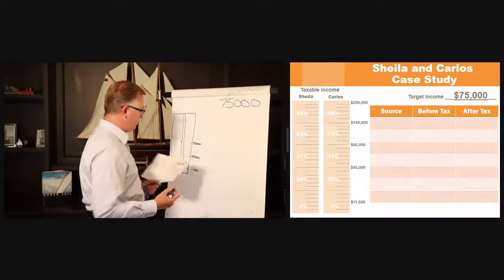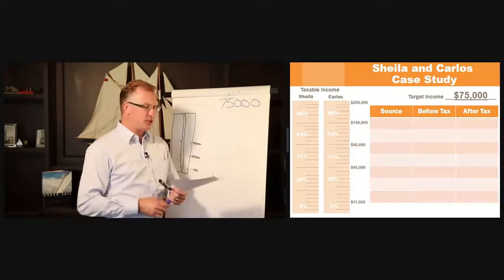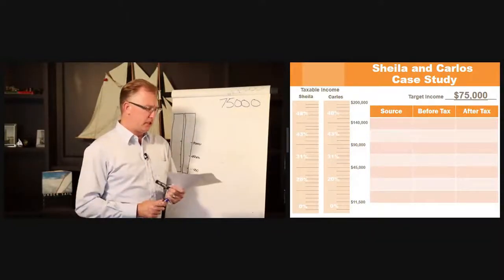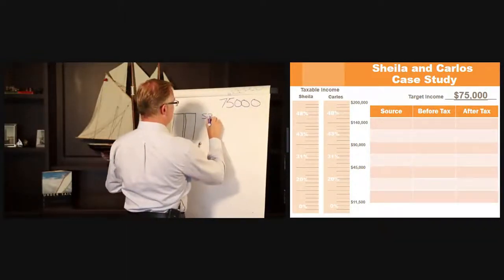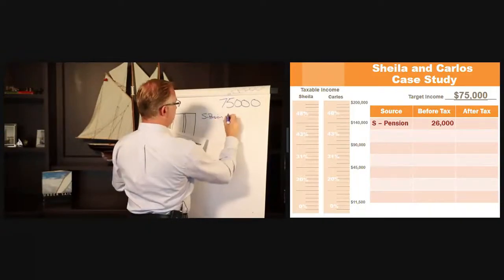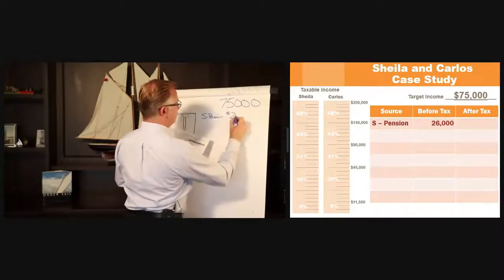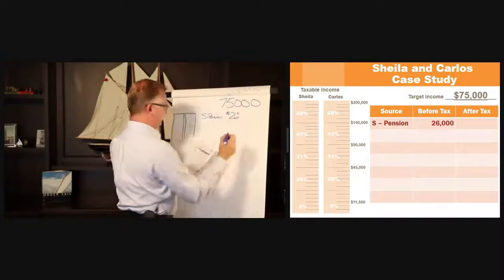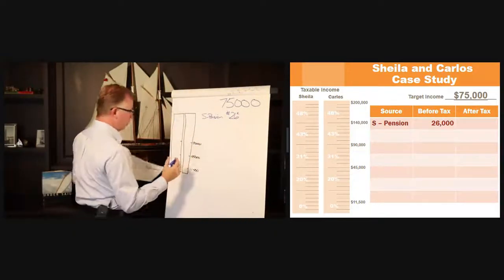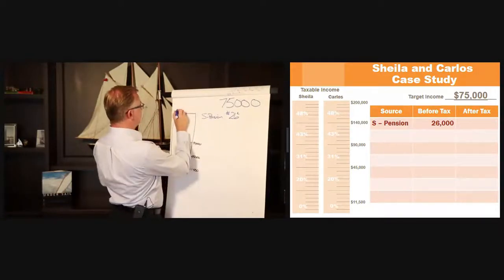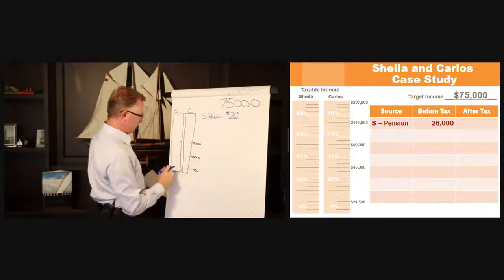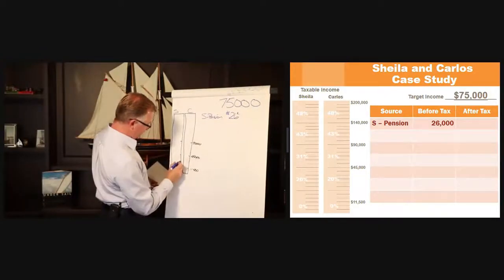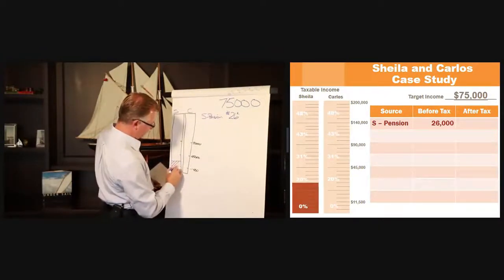All right. So let's start with the income we know that's in there, Sheila's pension. And we know that that's $26,000 before taxes. So we'll put a great big S for Sheila, and we'll put a C over here for Carlos. So this will be Sheila's, and she's got $26,000. So that's going to be somewhere around here. And this is her pension income.